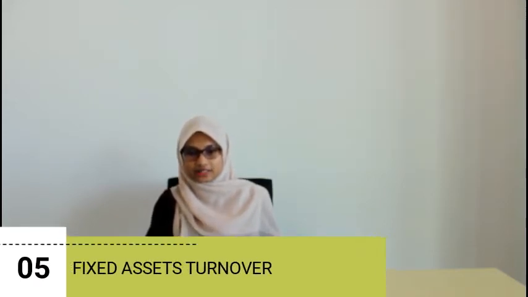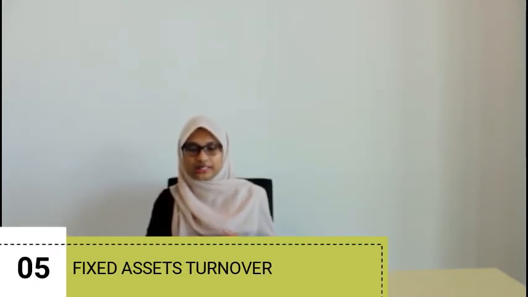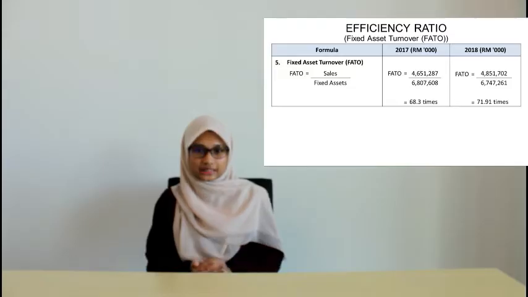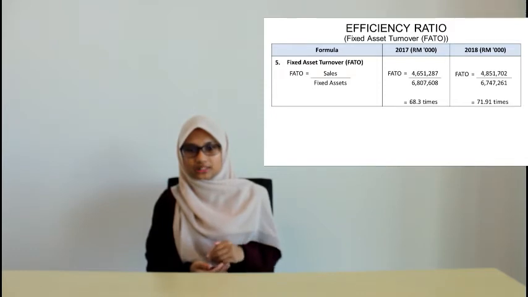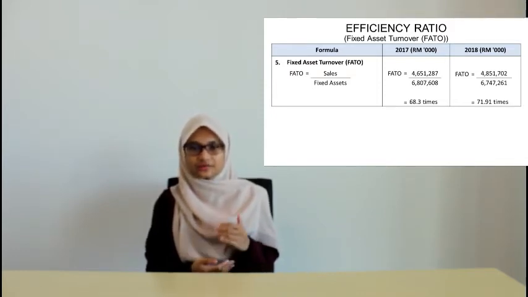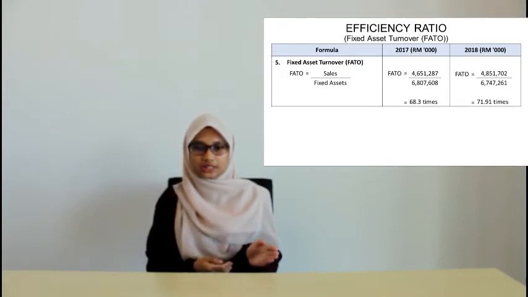The last element is fixed asset turnover. It measures how a company utilizes its plant and equipment by comparing net sales with fixed assets. MAHB could generate 71.91 times from its assets in 2018 compared to 68.32 times in 2017. Therefore, MAHB has generated more sales in 2018 with its small amount of assets.